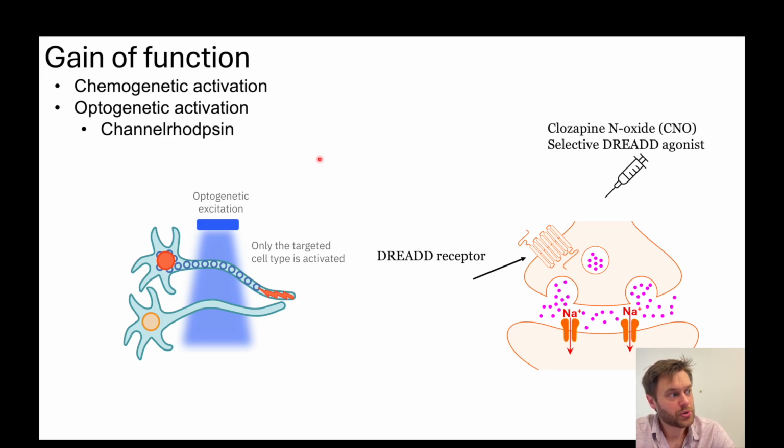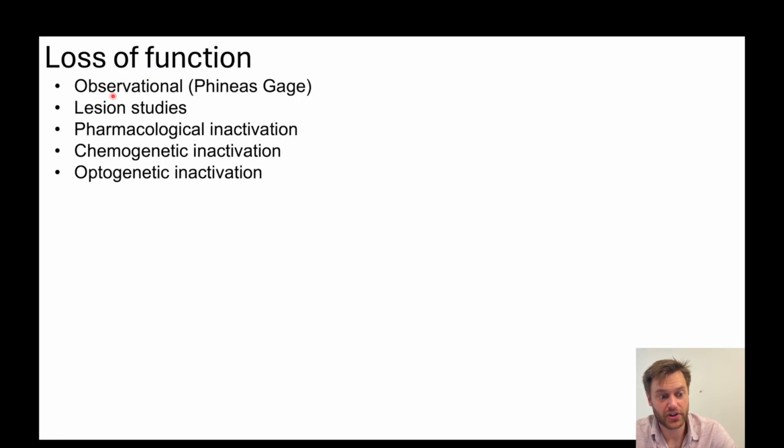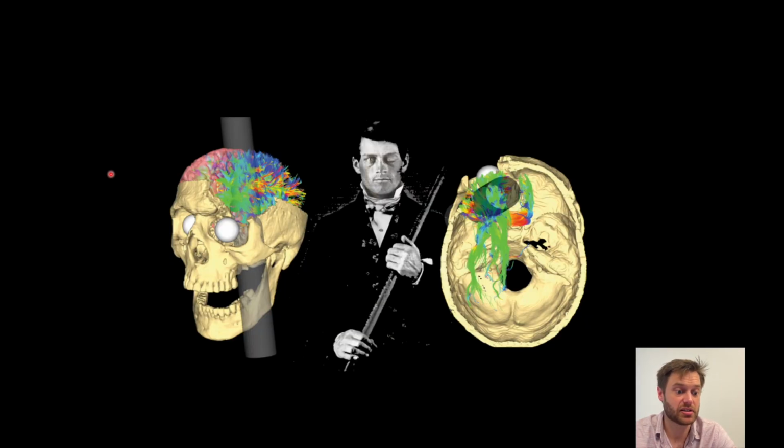So all of those that we just went over were loss of function studies. Observational with Phineas Gage, lesion studies where you're just ripping out a piece of the brain, either chemically or electrically. Pharmacological inactivation, where you're using drugs to temporarily inhibit an area of the brain. Chemogenetic inactivation, where you're using DREADDs, synthetic receptors, to temporarily inactivate an area of the brain. And then optogenetic inactivation, where you're using a light-gated ion channel to temporarily inactivate some area of the brain.